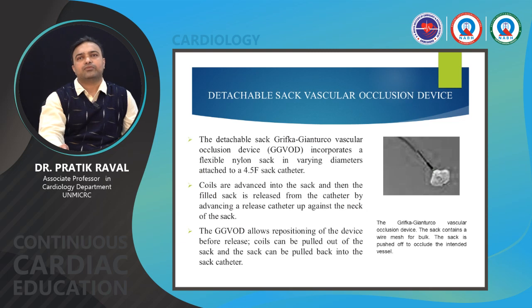Another device available for embolization is the detachable sac. These sacs are made of nylon and are attached to a sac catheter. The coils are initially injected in this catheter sac, and once the desirable position is achieved, the sac is detached from the catheter and the catheter is then removed. The advantage of this device is that we can reposition the sac, we can even remove the coil from the sac, and the entire sac can also be pulled out from the catheter.